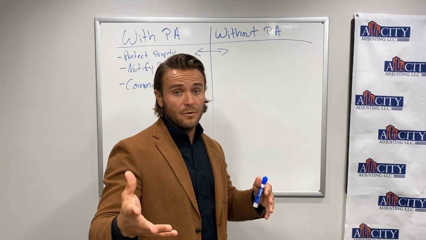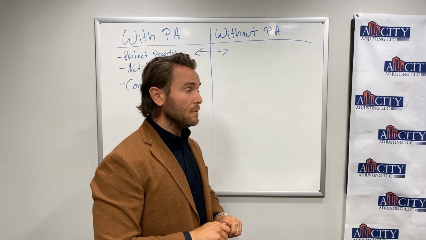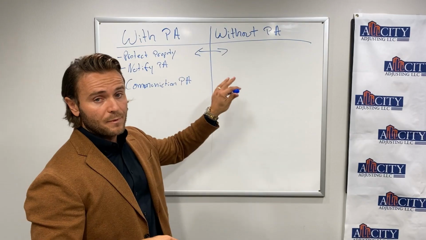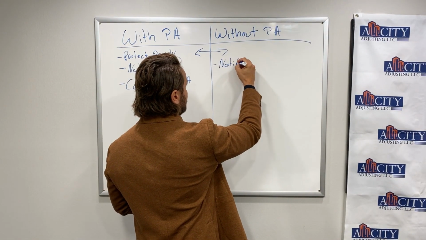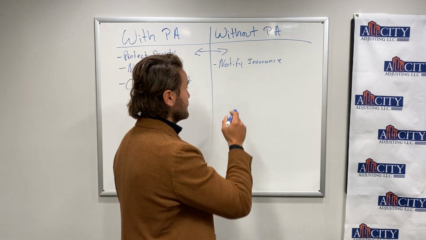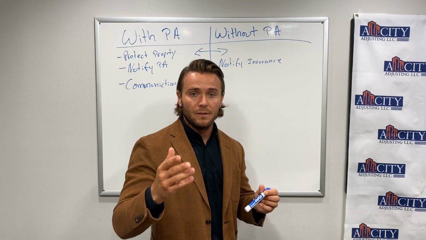The next part is for the insured. If you're going to handle this claim on your own and you're going to file it without a PA, or it's a small claim and you want to do it on your own, it starts out the same. You're going to protect the property from further damage. Next, you're going to notify the insurance of the loss. This is a super important step, and it gets a lot of people denied, it gets claims delayed, and we're going to tell you exactly why.